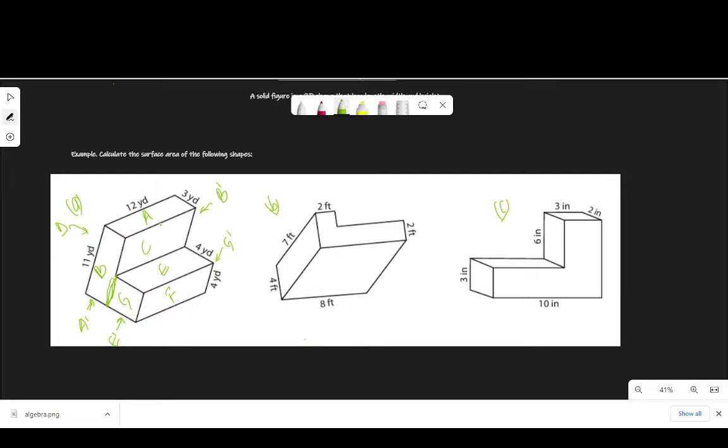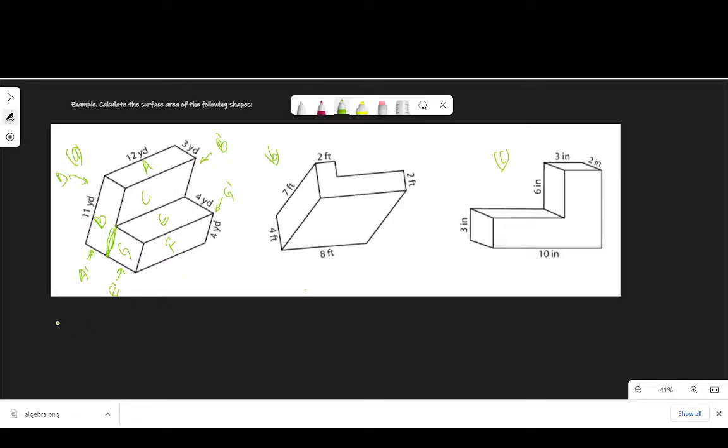Let's start with area of A and A prime. The length of A is 12, the width is 3. With 12 times 3, then multiplied by the two of them, this one here and the one hidden down. That is 12 times 3 times 2, which is 72.